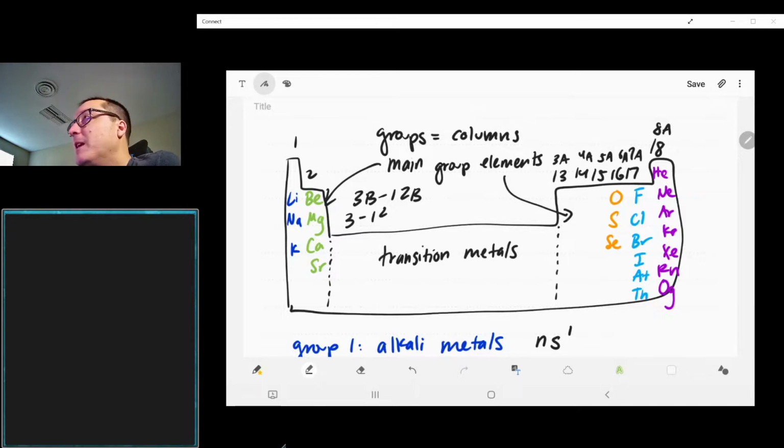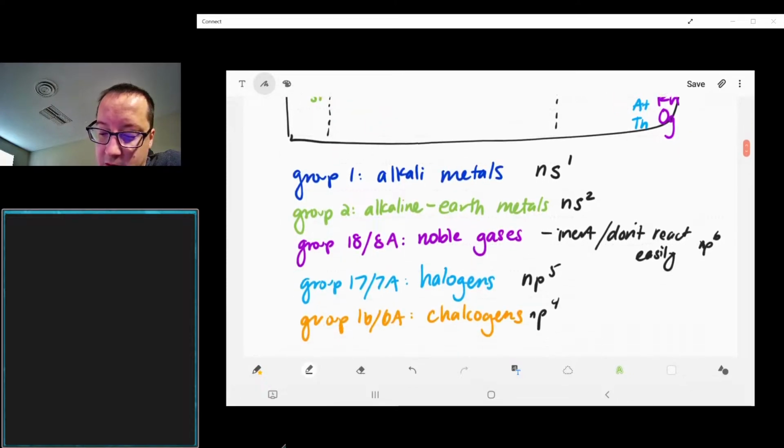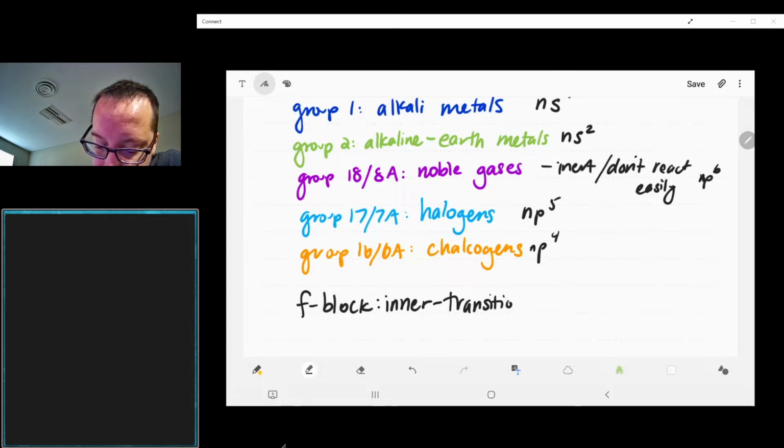Everything in the S and P blocks are called main group elements. And then I have omitted our poor F block down here. I'll just put it down here. We call those the inner transition metals. Again, those do pretty interesting things. That's where we have uranium and plutonium as well. Those are going to be inner transition metals. So that's that section that we kind of take out of the periodic table and put at the bottom.